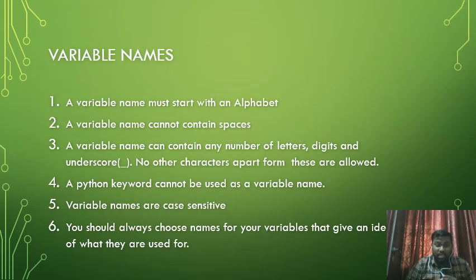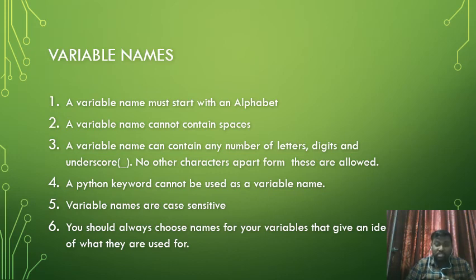Variable names. How can we create a variable name? Always a variable name must start with an alphabet, not with a number. It's a very important one. The second one is a variable name cannot contain spaces. A variable name should not contain any spaces. For example, roll number is a variable, and if you give "roll space number", it will not be accepted by the interpreter. So if you want to differentiate two words, you can use an underscore. The third point: a variable name can contain any number of letters, digits, and underscores. No other characters apart from these are allowed.